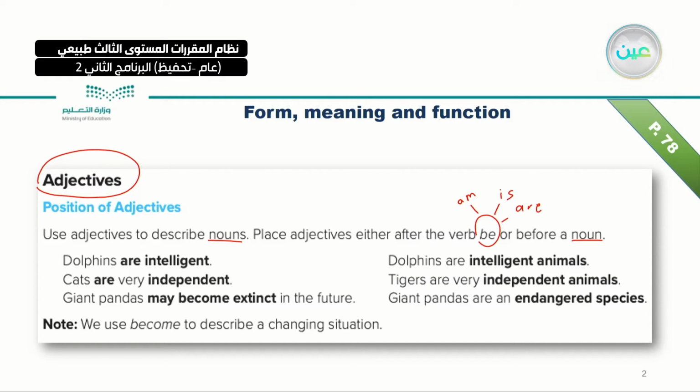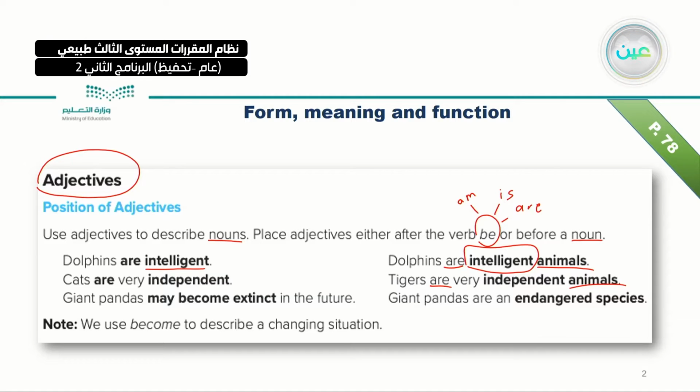Dolphins are intelligent. Here I used intelligent after the verb be. Cats are very independent. Giant pandas may become extinct in the future. Dolphins are intelligent animals. Look, here we used both the verb be and the noun, so the adjective should be in between the verb be and the noun I'm talking about. They are very independent animals. Again, here the verb be and of course the noun.